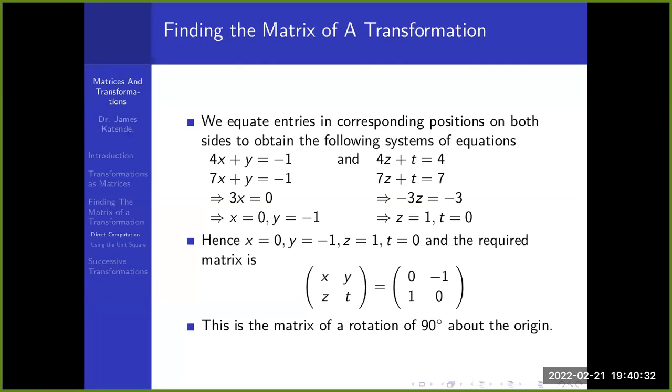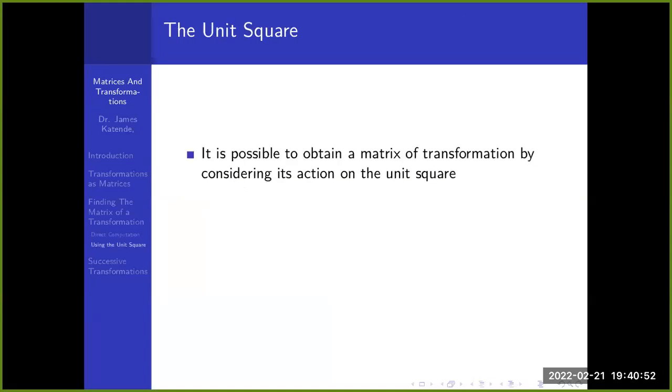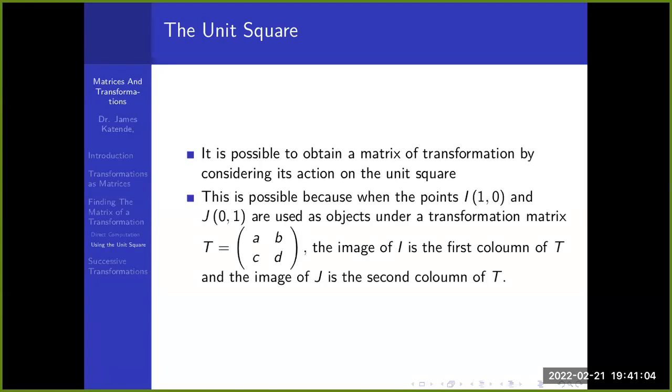Now, this is a rather difficult way of solving the problem. There are simpler ways, and there's one other way we shall consider in this next section. We are going to look at an easier way to find the matrix. To understand how it works, we shall use the unit square. You simply pick a matrix and consider its action on the unit square.